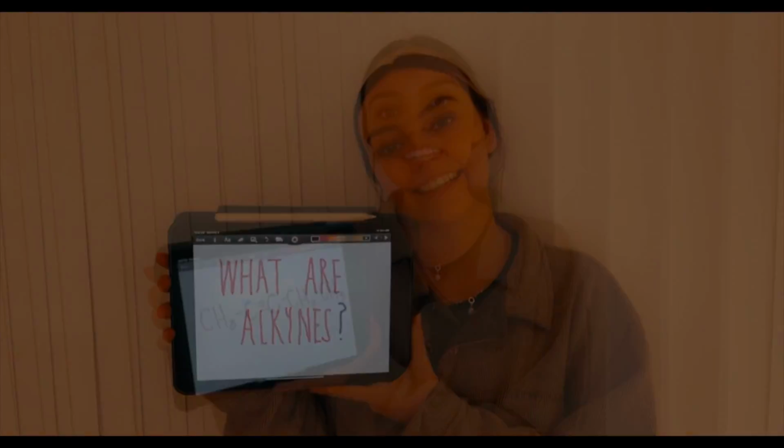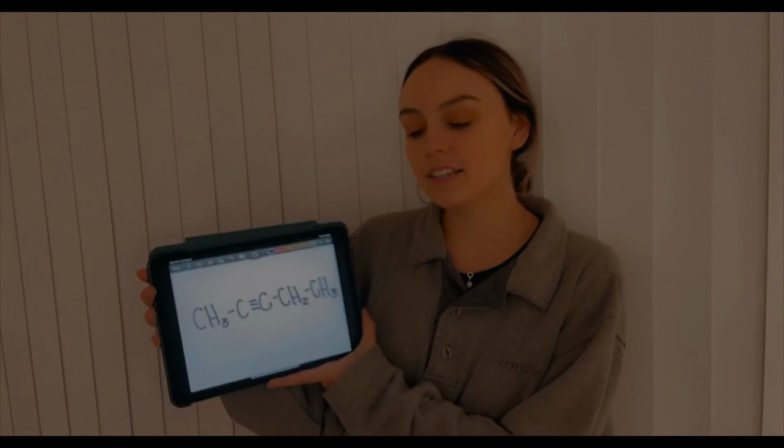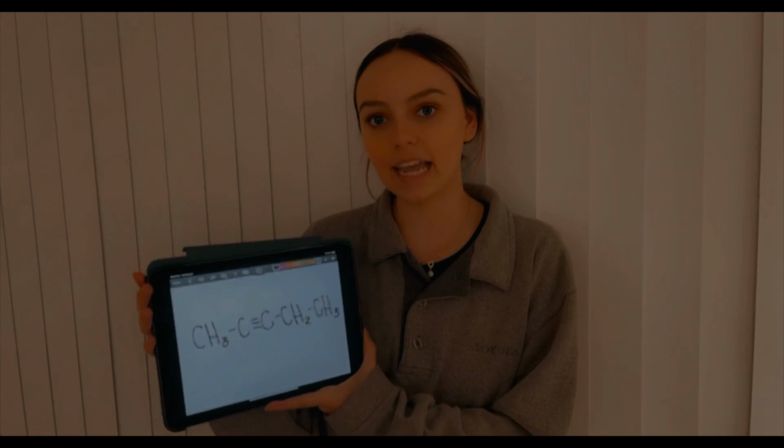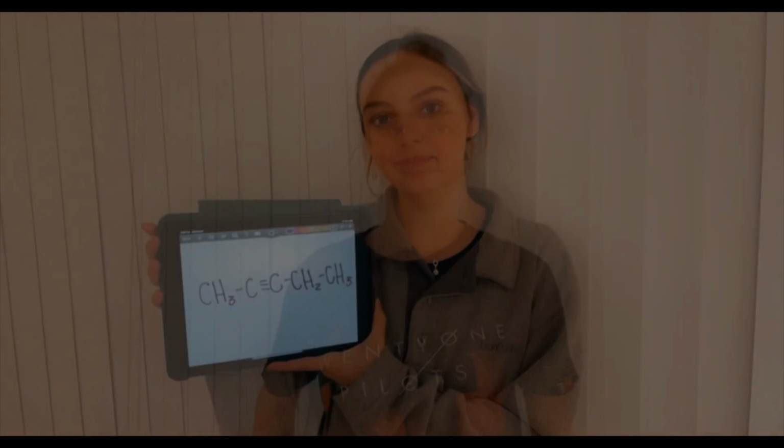What are alkynes? An example of an alkyne. Alkynes are similar to alkenes, except these contain one carbon-carbon triple bond. As we know, alkenes and alkynes are based on chemical bonding patterns and are both unsaturated hydrocarbons. We know that these are unsaturated hydrocarbons because they can both contain at least one double or triple bond.